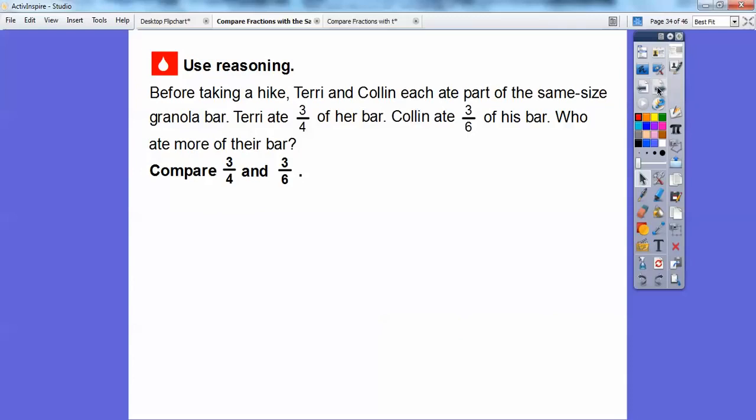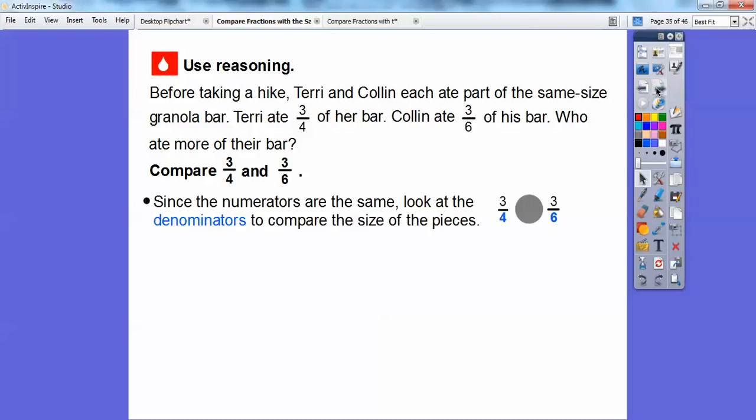Before taking a hike, Terry and Colin each ate part of the same size granola bar. Terry ate 3/4 of her bar. Colin ate 3/6 of his bar. Who ate more of their bar? Remember, the bigger the denominator means the smaller the slices. In the last lesson, if the denominators were the same, then the bigger numerator made it bigger. But here, if the numerator is the same, the bigger denominator makes it smaller. So we're going to compare 3/4 and 3/6.